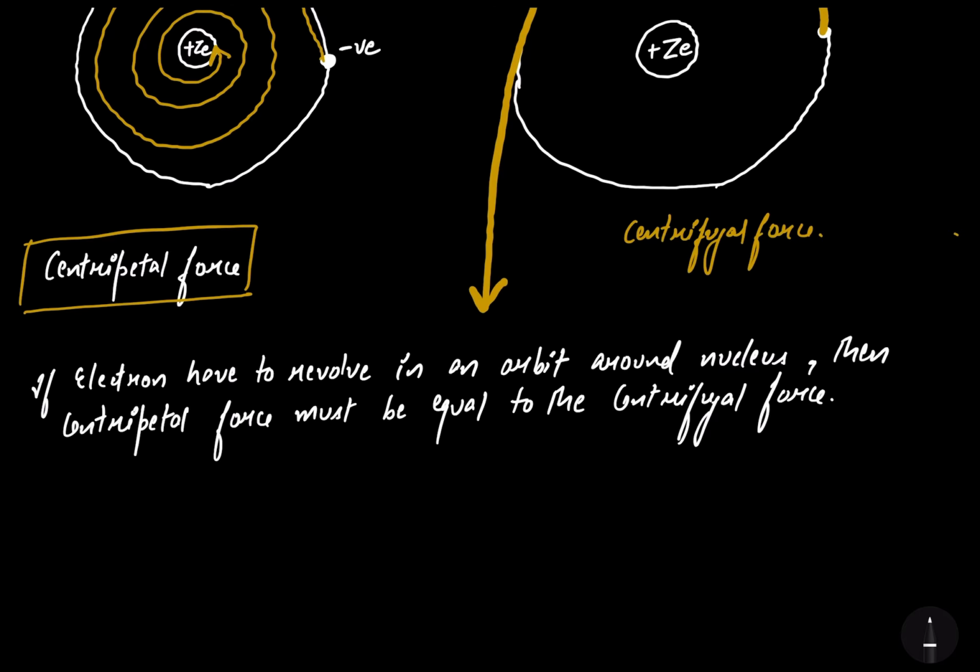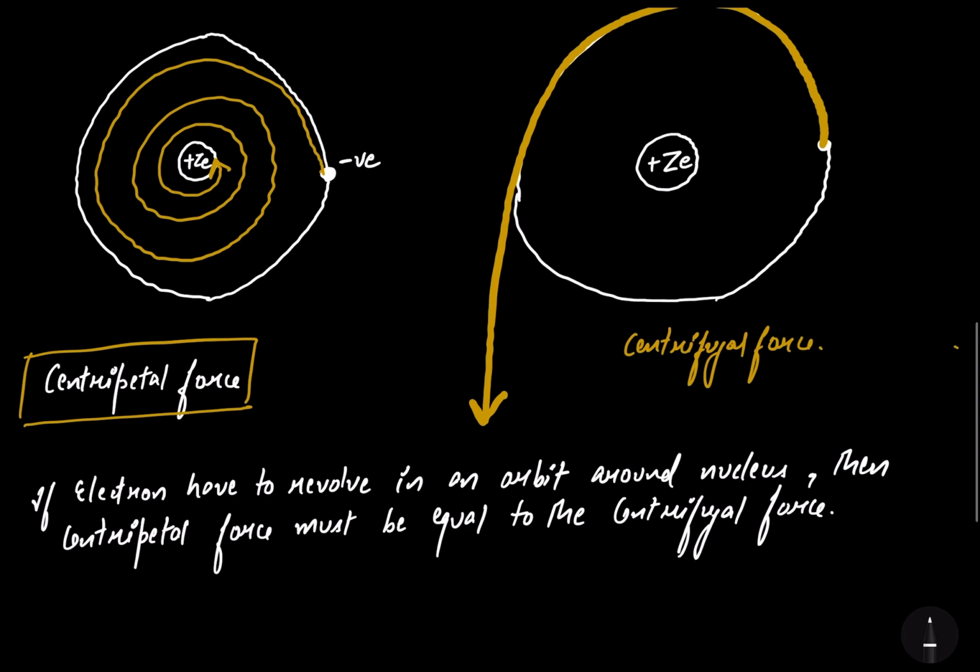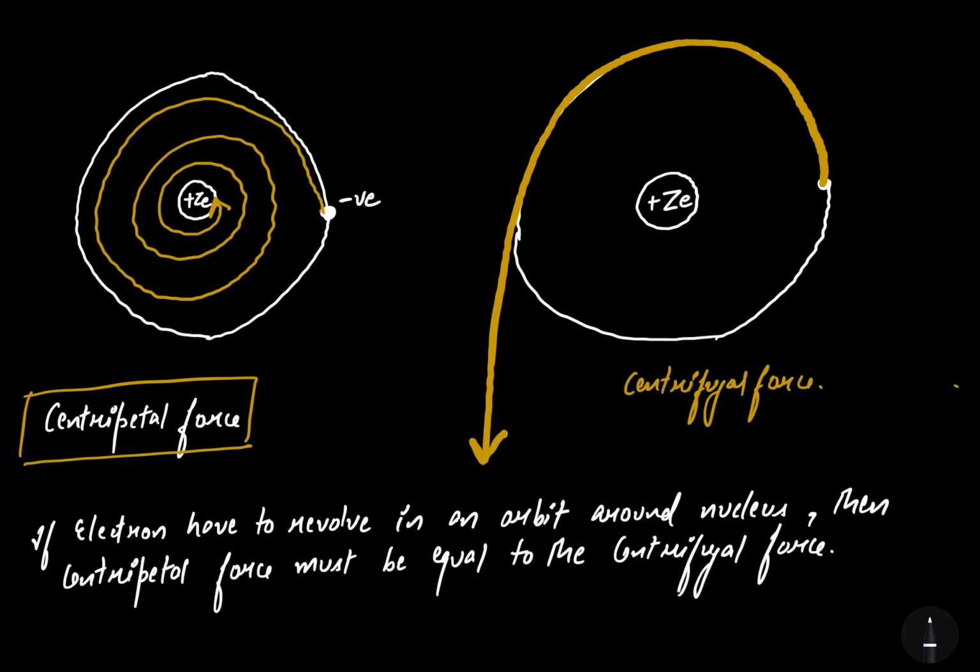Now just let's talk about a condition. If centripetal force is higher than centrifugal force, then what will happen? The electron will follow a spiral path and will collapse on the nucleus. If centrifugal force is higher than centripetal force, then what will happen? The electron will be thrown out. The electron will be thrown out of the orbit, away from the nucleus.